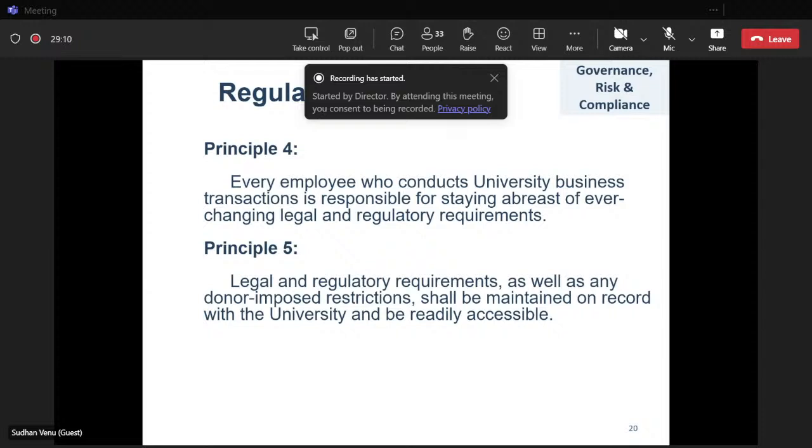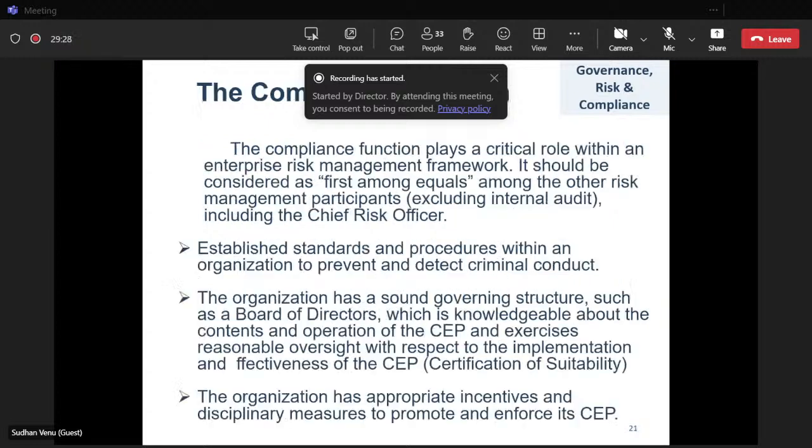And principle five, the final one, is legal and regulatory compliance, which is a requirement. Any donor-imposed restrictions shall be maintained on record with the university and be readily accessible. Those regulatory principles are given as an example based on the university.